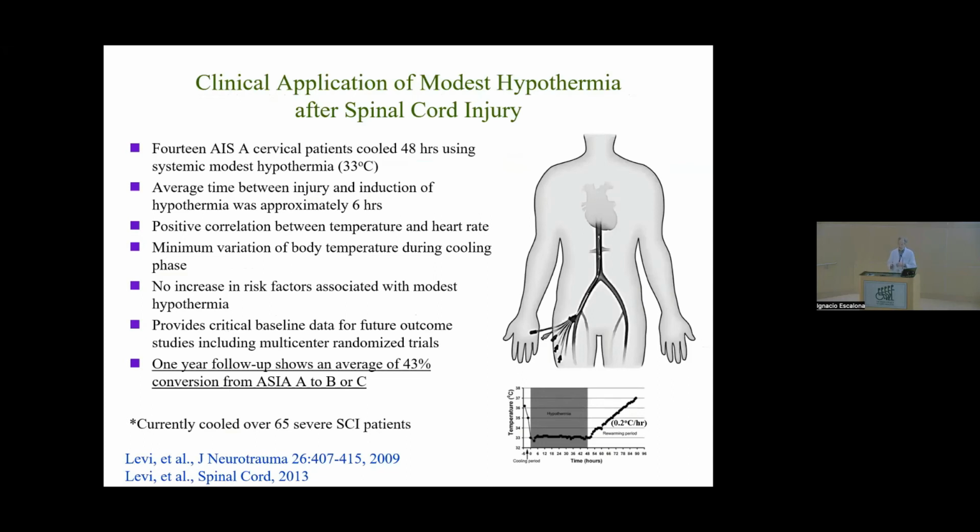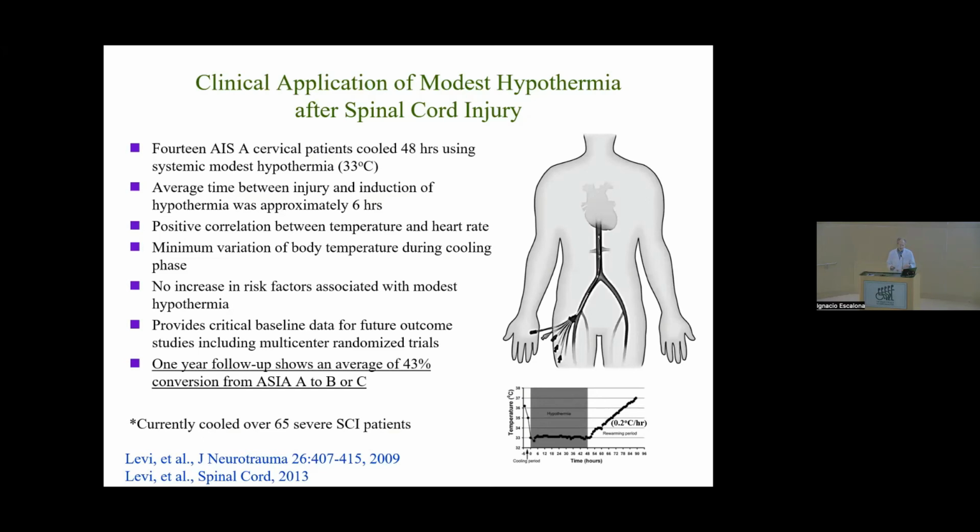Dr. Green had previously done some hypothermic work in spinal cord injury. This is the first study that we did: 14 ASIA A cervical patients, cooled for 48 hours with systemic hypothermia. The average time to get to target temperature was about 6 hours. We looked at all of the physiology, heart rate, things of this nature. We looked at the risk of cooling, which is obviously a big problem. We were all concerned about pneumonia and things of this nature. But the data looked pretty good: at 1 year, about a 43% conversion from ASIA A to B and C.